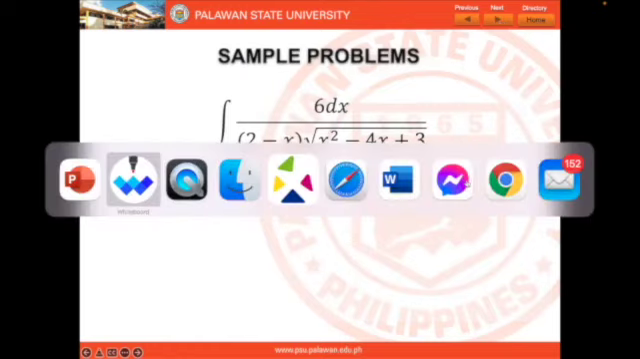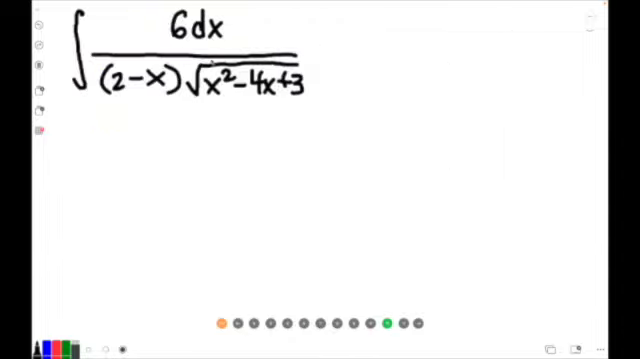So let's go to our whiteboard, and this is our problem. So we have 6 dx all over 2 minus x, times the square root of x squared minus 4x plus 3. Initially, if you want this to be your u, you cannot take this form, 2 minus x. So we need to invert this, multiply it by -1. If we multiply it by -1, this will become x minus 2.